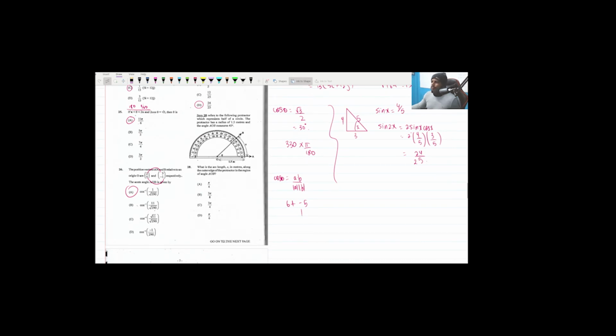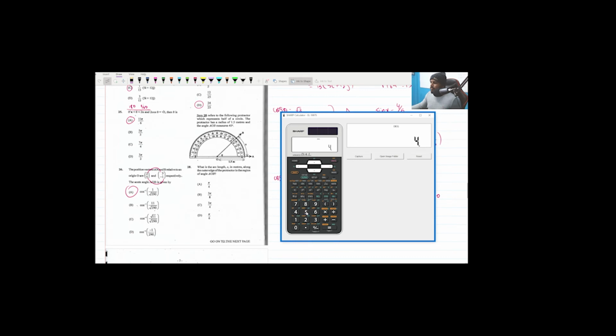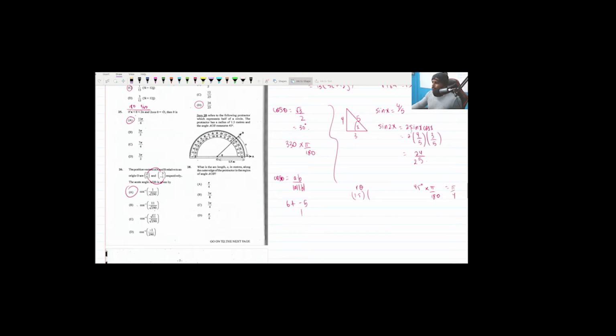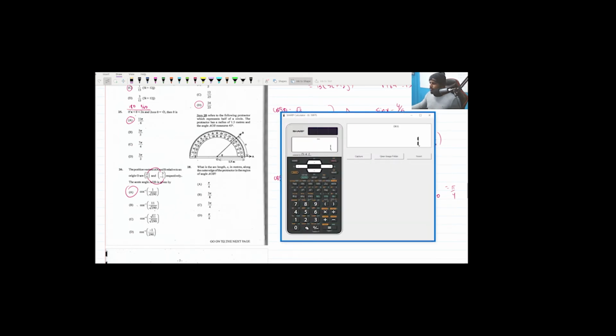Item 28 refers to the protractor, which represents half of a circle. The protractor has a radius of 1.5 meters and angle AOB is 45 degrees. What is the arc length x? So arc length is r theta, which is 1.5, and theta must be in radians. So 45 degrees multiplied by pi over 180 is going to give me the radian equivalent. 45 over 180, a quarter, pi on 4. So 1.5 by pi on 4, 1.5 divided by 4, change it to 3 over 8, so that will be 3 pi on 8.